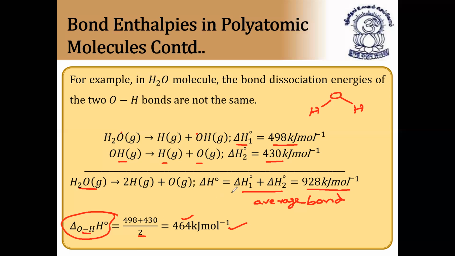Why are we taking it by 2? Because in water we have average bond energy, or average bond enthalpy, and in water we have two OH bonds. So we take the average, that is OH bond enthalpy divided by 2. To form the OH bond enthalpy, it takes place in two steps, that is delta H1, delta H2. So we are adding those two and finding this. So this is an example for finding average bond enthalpy.